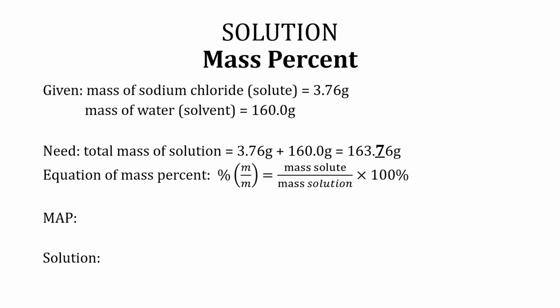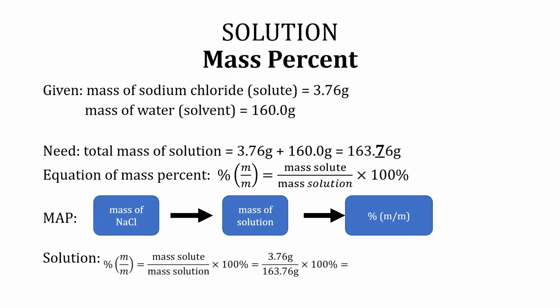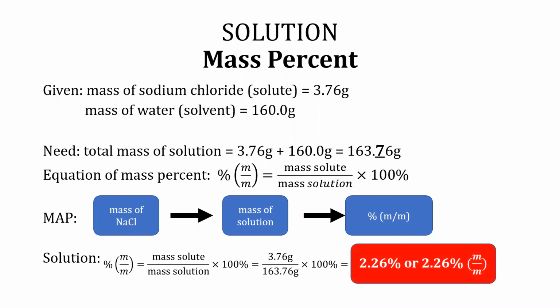It is given that the mass of sodium chloride as a solid is 3.76 g and the mass of water as a solvent is 160.0 g. One needs the total mass of solution, which is found by adding the mass of solid and solvent, which is 163.76 g. In addition, we need the equation for mass percent, which is mass of solid over mass of the solution times 100%. Using the solution map, we take the mass of NaCl, divide it by the mass of the solution, and determine the mass percent of NaCl after multiplying the ratio by 100%. After inserting the values in the mass percent equation, it equals 2.26%.